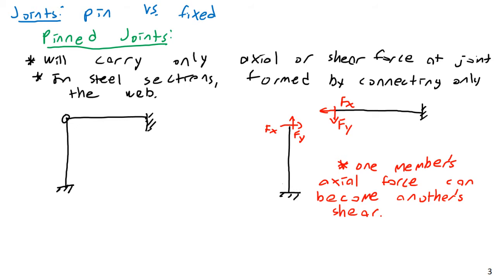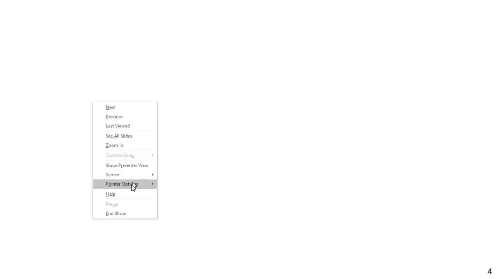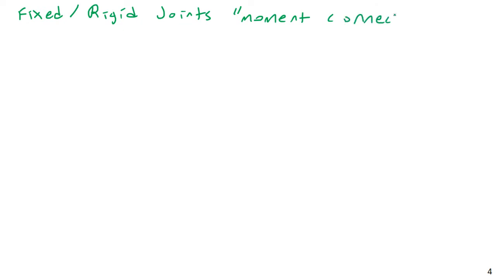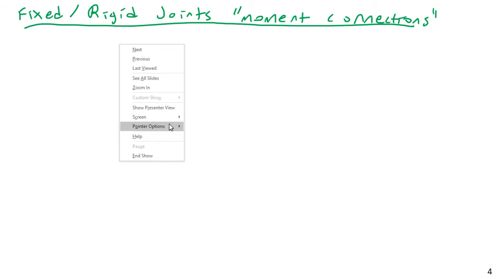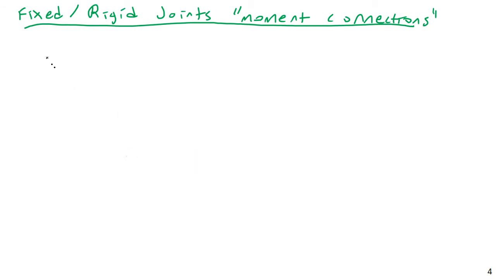Okay, so next I want to look at fixed or rigid joints, and look at the internal forces therein, also known as moment connections. As we discussed already, all three internal forces will pass through the joint.